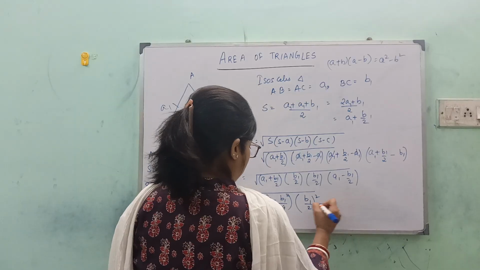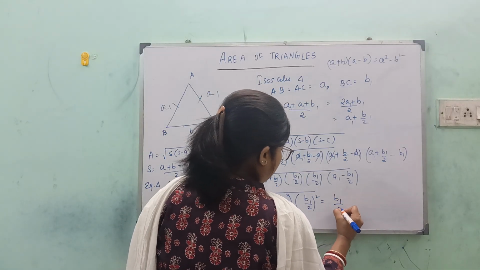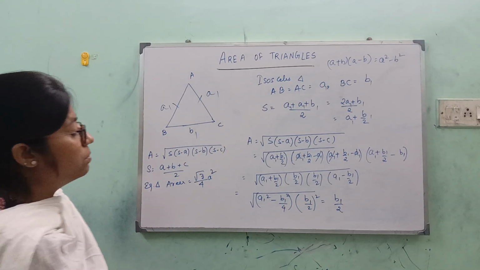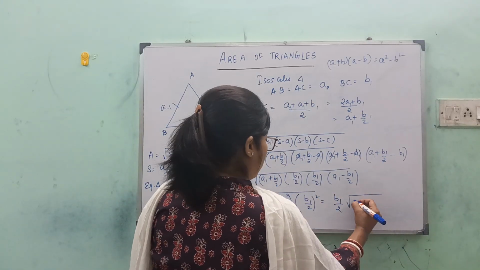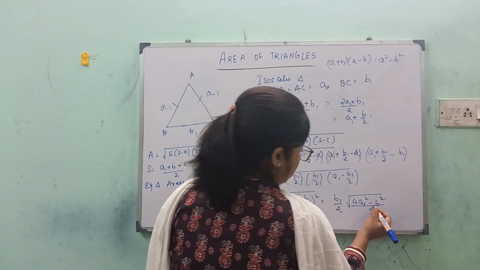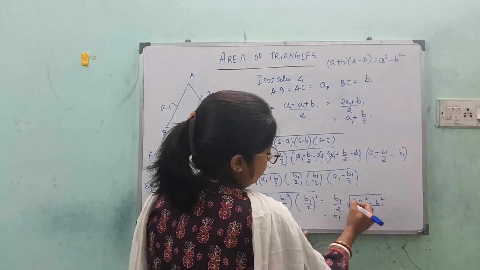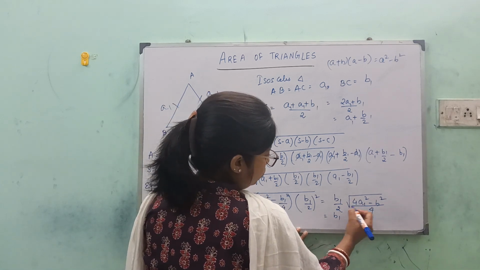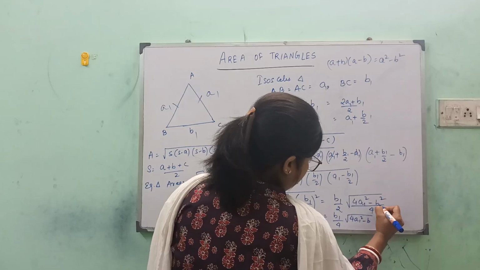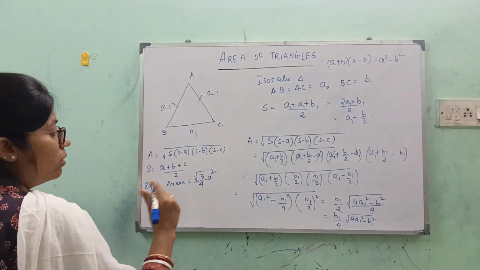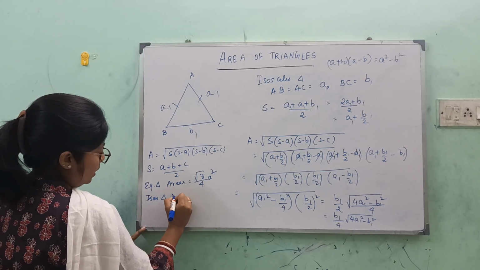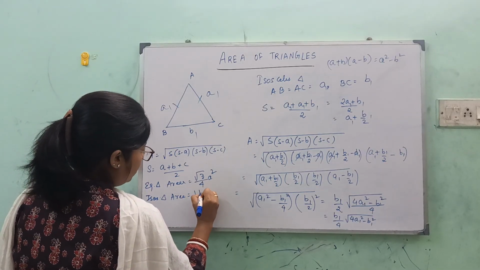So now taking b1 by 2 outside the root, because it is b1 by 2 whole square, it comes out of the root and becomes b1 by 2. Here this becomes 4 times a1 square minus b1 square by 4. Now this 4 can be taken out of the root, so the square root of 4 becomes 2. So 2 into 2 becomes 4, and this is 4 a1 square minus b1 square. So this is the formula for the isosceles triangle: the area becomes 1 by 4 b1.